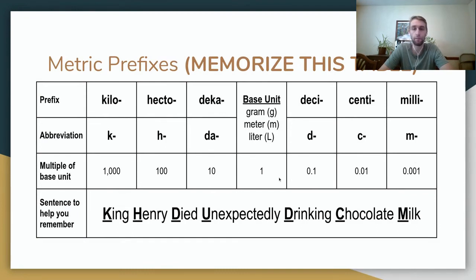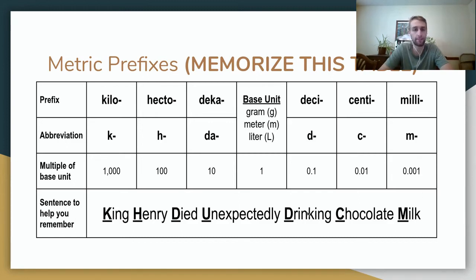You could also think of them in terms of exponents if you want. So this would be 10 to the third, 10 to the second, or 10 squared, 10 to the first power, 10 to the 0 power, which is just 1, 10 to the negative 1, 10 to the negative 2, 10 to the negative 3. But if you don't like exponents, then don't even worry about that.